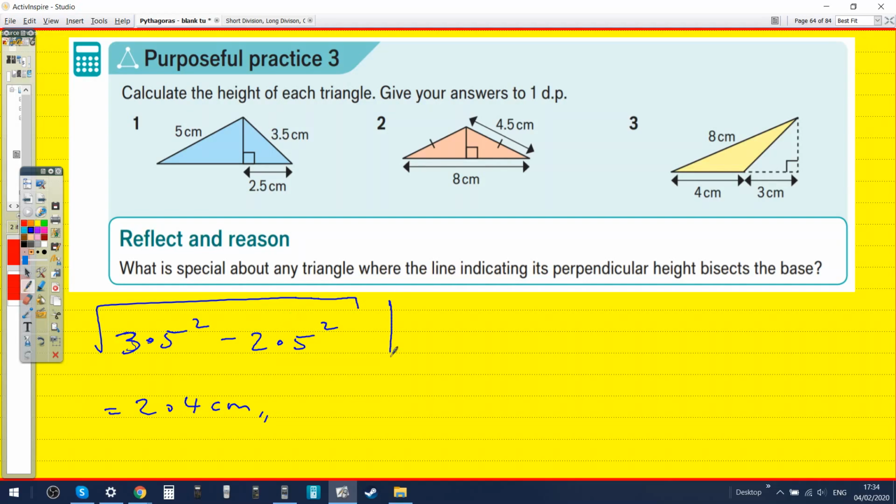How about question 2? Question 2, so you do the same as you did. 4.5 centimeters squared minus 8 centimeters squared. If you see this, the triangle on the right, it's just a little triangle. The 4.5 would have to be the whole thing. So you just use the triangle on the right. So 4.5 squared minus 4 squared.